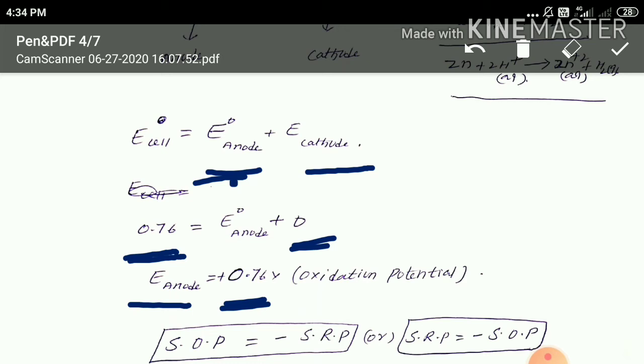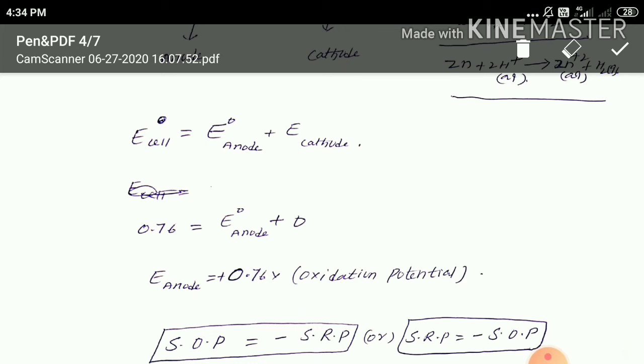0.76. So we have a relation, but I want to convert that oxidation potential into reduction potential. What is that relation? We can convert any oxidation potential into reduction potential, or reduction potential into oxidation potential. For any particular electrode, the oxidation potential value is the same in magnitude as the reduction potential value, but the sign is different.